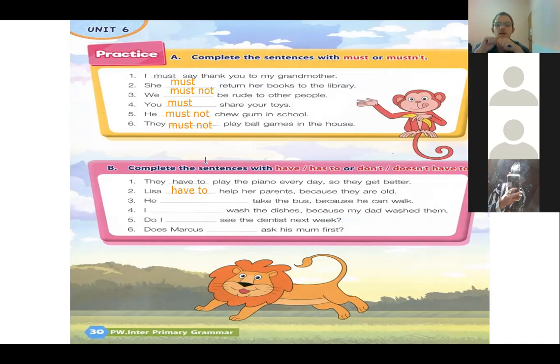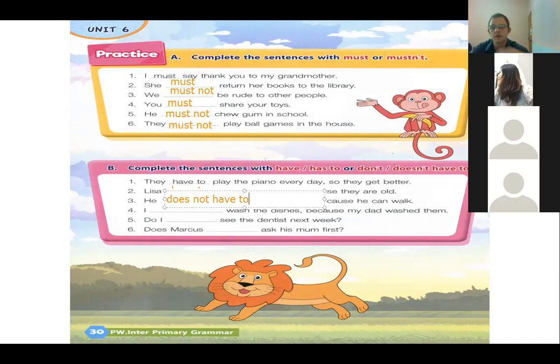Come on, let's see. Let me take a guess. Number 2 or number 3. He does not have to take the bus. He does not have to take the bus because he can walk.